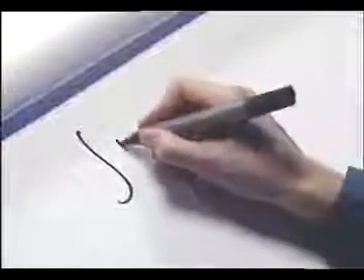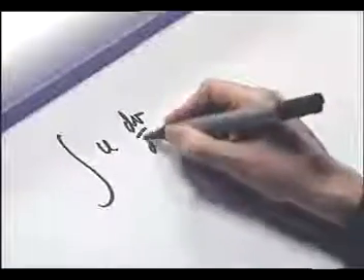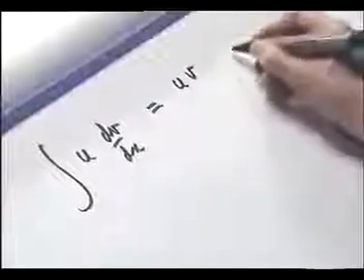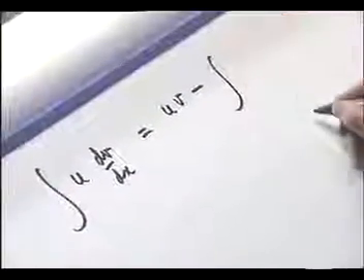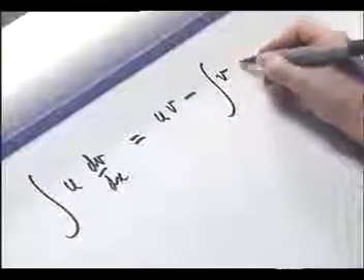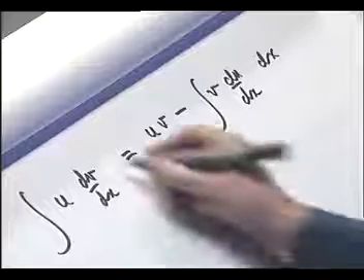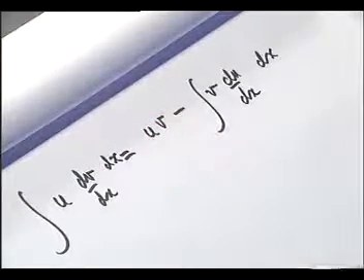So, that concludes integration by parts. You need to remember the formula. Let's just write that down to finish with that. If we are integrating u dv by dx, the result we have is uv minus the integral of v du by dx with respect to x. And I need to put that in there as well.